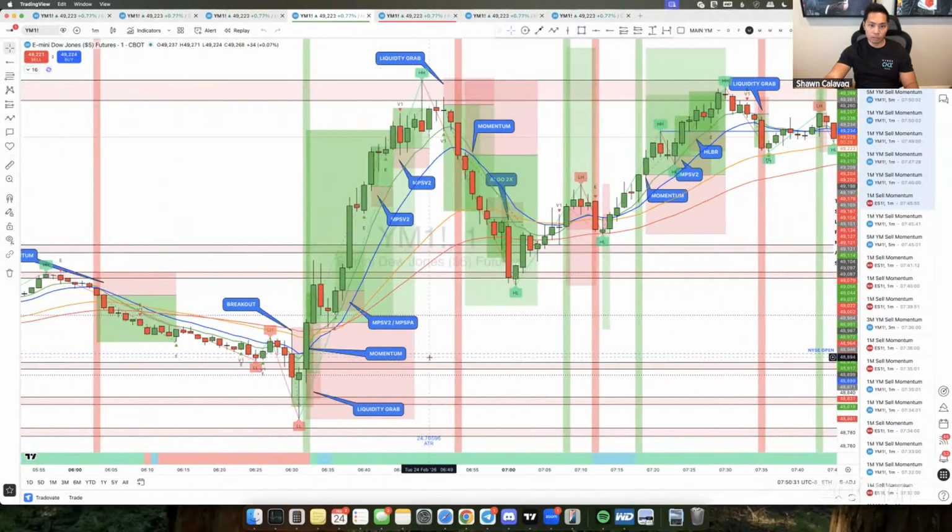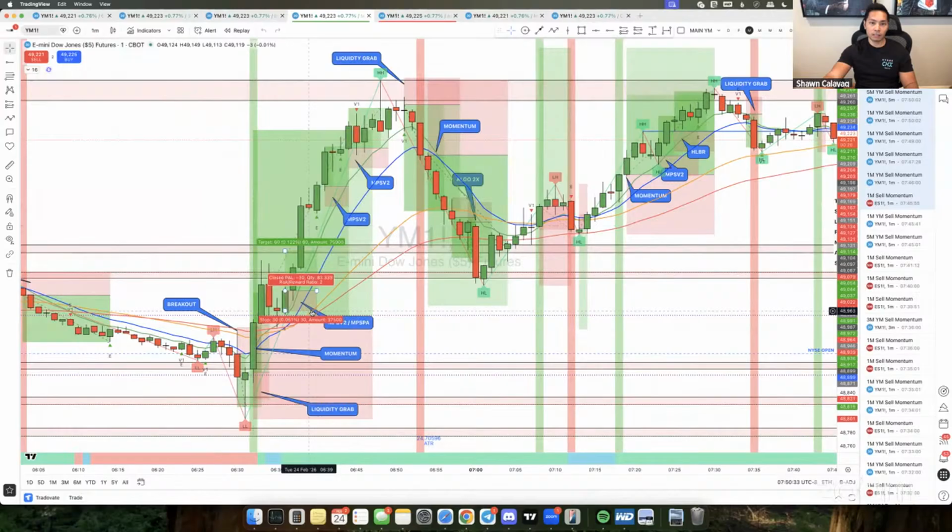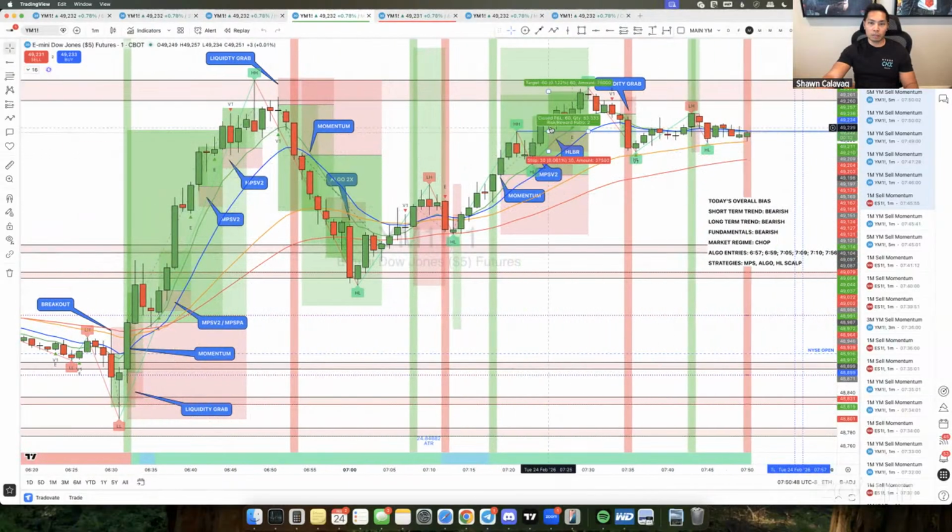There were so many entries today. I wish I would have taken at least one of these because they all hit, right? Obviously I wouldn't have taken the breakout, probably wouldn't have grabbed any of these other entries, but these MPSV2s were easy takes for us that I could have gotten into. There was the high-low break and retest right there, which I missed.